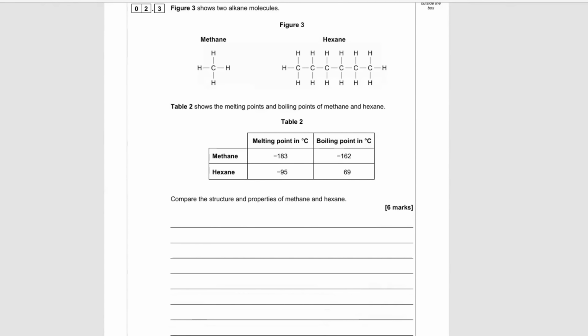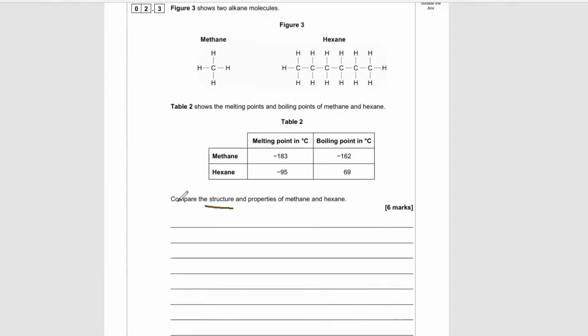Right, 2.3. Figure 3 shows 2 alkane molecules. We've got methane and hexane here. Hexane has 6 carbons. Table 2 shows the melting point and boiling points of methane and hexane. So you can see them here. You can compare them. Hexane has a higher melting point and a higher boiling point. Compare the structure and the properties of methane and hexane for 6 marks.